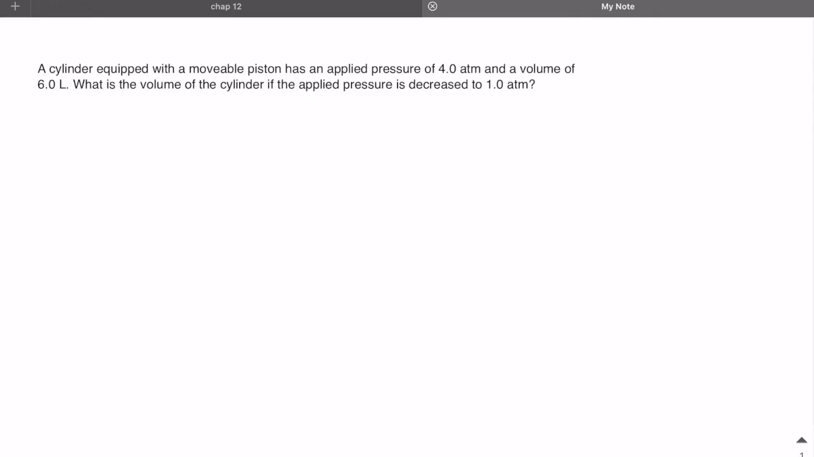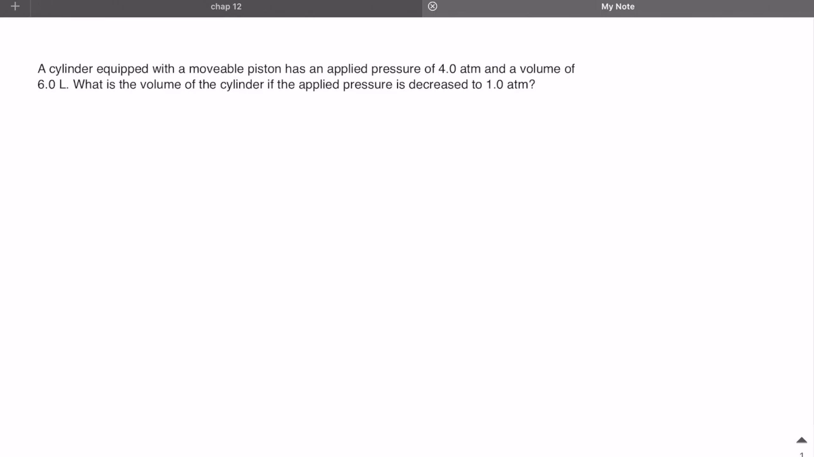Okay, so let's take a look at this Boyle's law problem. It says a cylinder equipped with a movable piston has an applied pressure of 4 atmospheres and a volume of 6 liters. What's the volume if the applied pressure is decreased to 1 atmosphere? So the situation is originally you have some pressure-volume combination, and then in the end the pressure is changed, so the volume should also change.